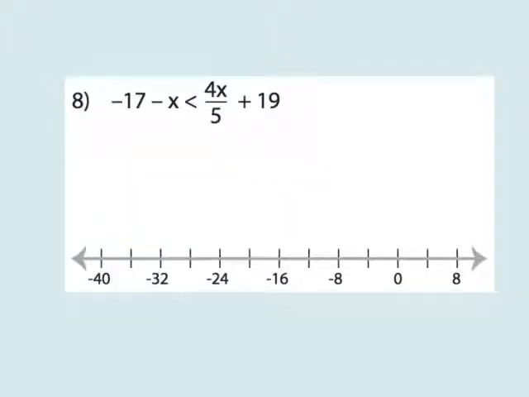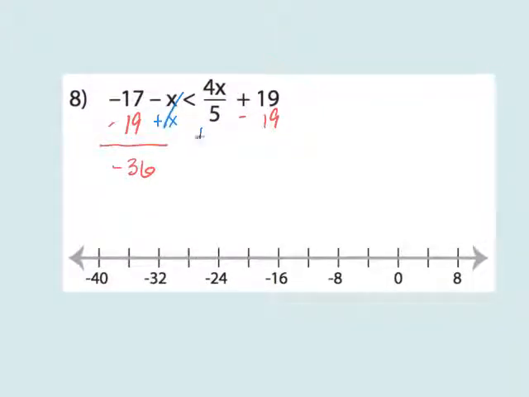Okay, let's look at this last one. This is kind of tricky looking. My goal here is to get the 4/5 and the x together and the 17 and the 19 together. So let's move the 19 first. And that gets me a negative 36. Now let's move the x to the other side. This is a 1x, so when I take that, I'll have 1 4/5 x.